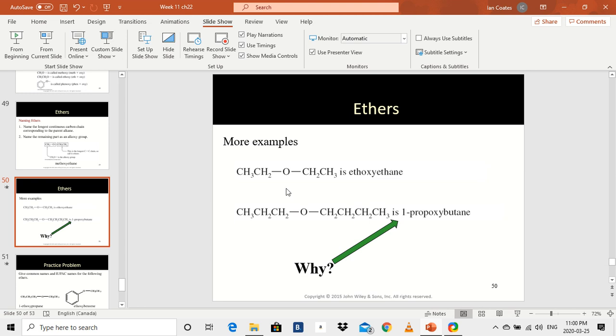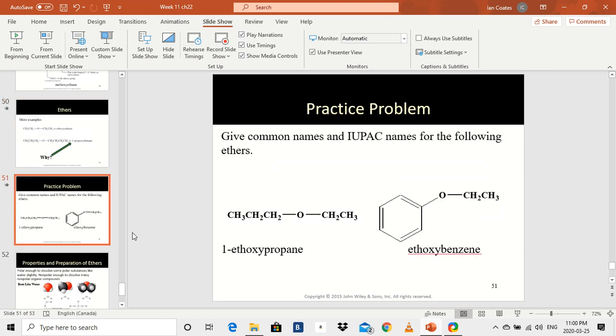Be able to recognize something like this, and recognize it out of a crowd. This is what we're looking for. Practice questions: give the common IUPAC names for these. You can have a look at those. Here I have 1-ethoxypropane. Here I have ethoxybenzene. Now you're looking at this. Remember, your big banana is always going to be last. In this case, ethoxypropane. Here I got eth and I got a benzene, so ethoxybenzene.